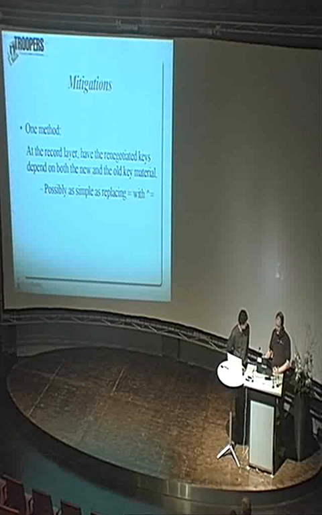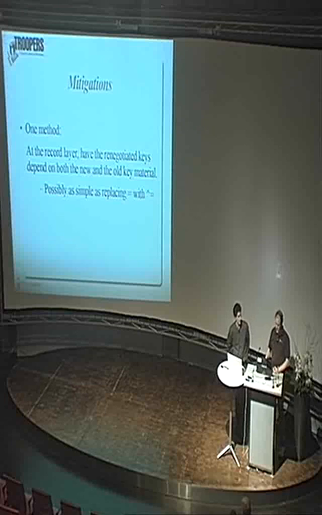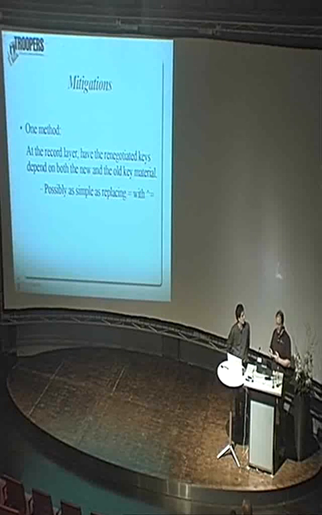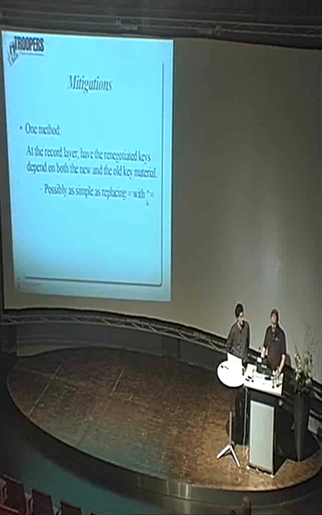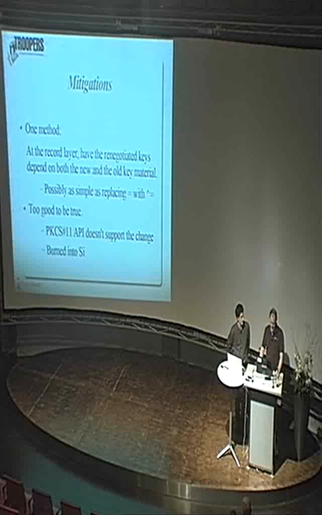So one particular mitigation would be at the record layer, have the renegotiated keys depend on both the new and the old key material. And this might be as simple as replacing an equal sign with an XOR equals. So when the new key material gets written into the right place, it gets XOR'd in. And this was my idea. I thought it was a great idea, but it's too good to be true. There's an API called PKCS11 that doesn't support that change, and that API is burned into silicon, really.